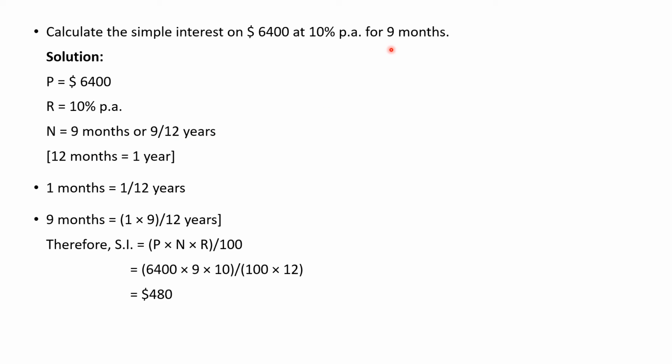Whenever the number of years, that is the N, is given as months in the problem, try to convert it into years. That is, we have to divide it by 12. Here it's 9 months. So 9 by 12 years. And then substitute it in the formula. So SI equals PNR by 100. P is 6400. N, number of years, is 9 by 12. And R, rate of interest, is 10%. PNR by 100 is substituted and the SI is calculated as $480.